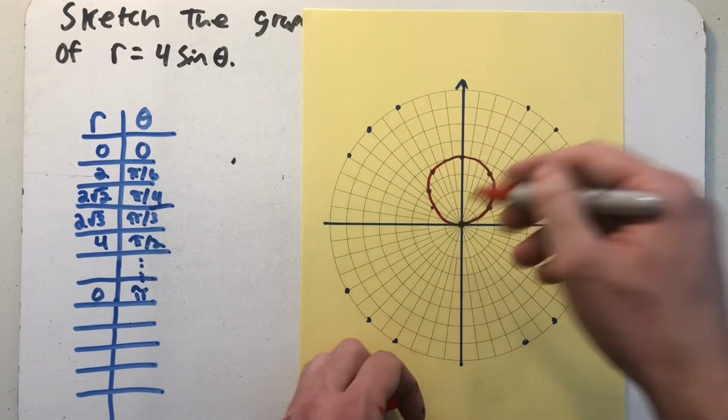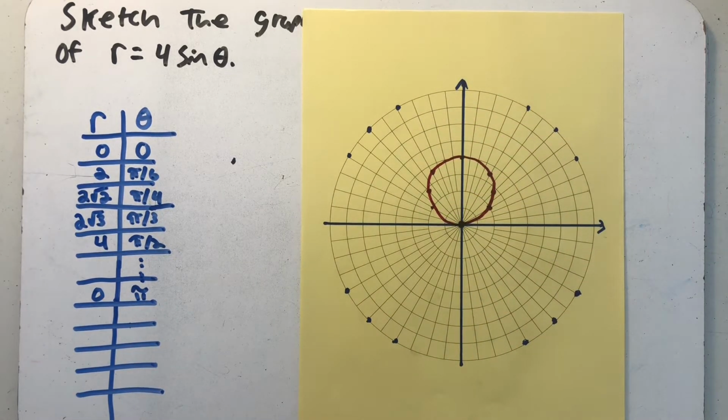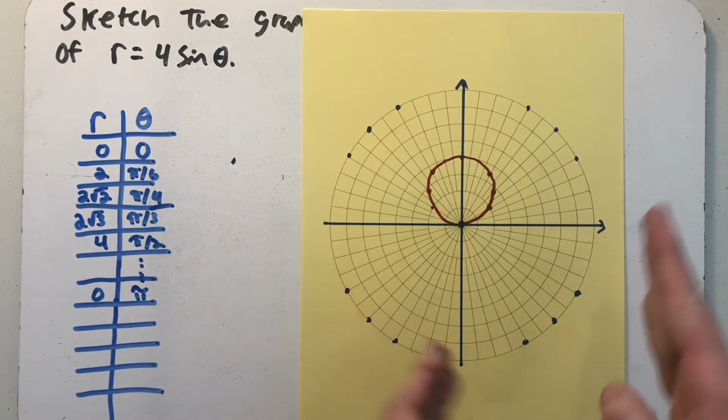All right, so I get this. It looks like I'm graphing a circle. I feel good about that. And I've gotten to pi. And I'm wondering what happens if I keep going around, right?